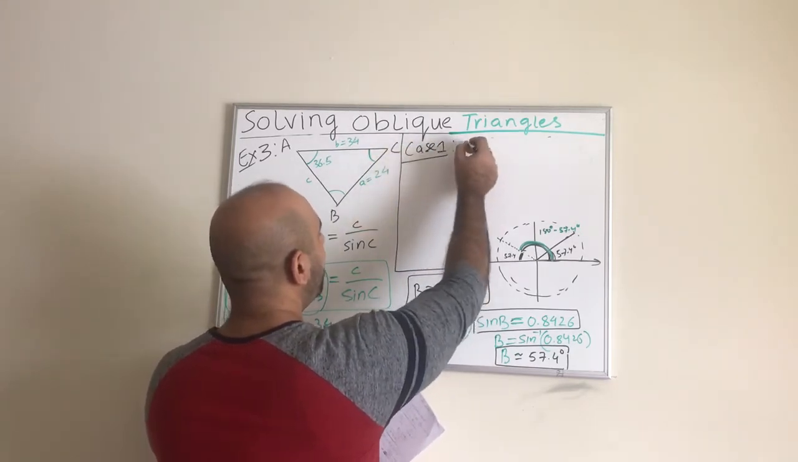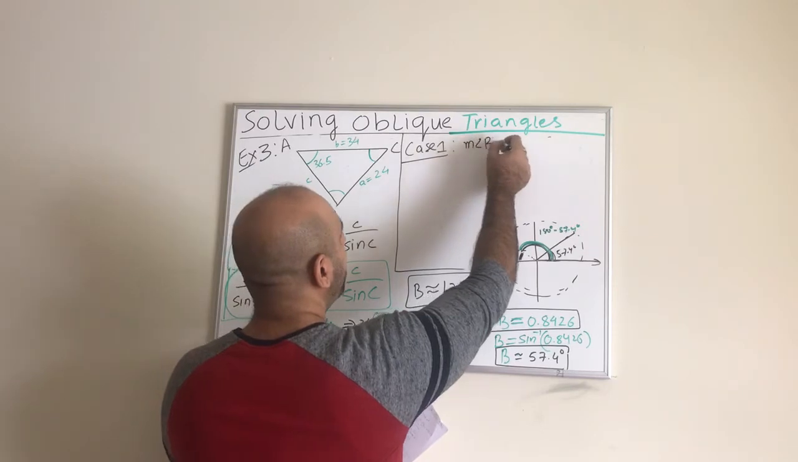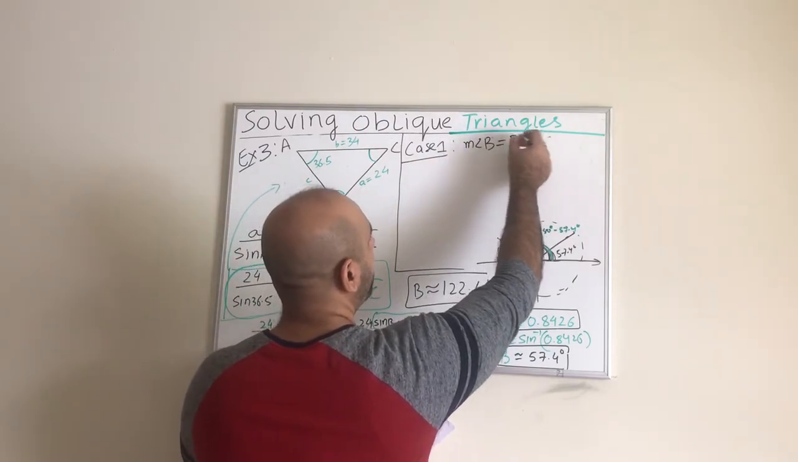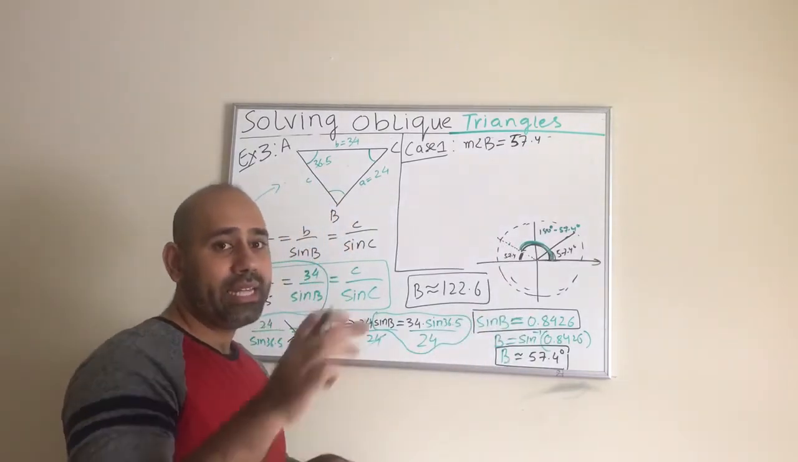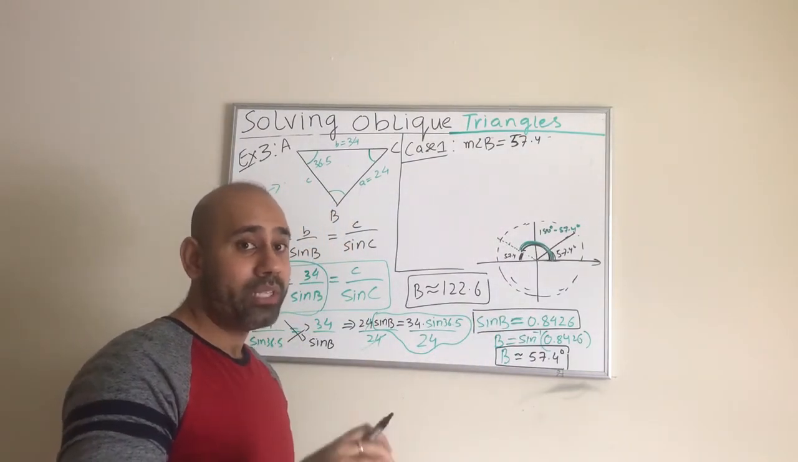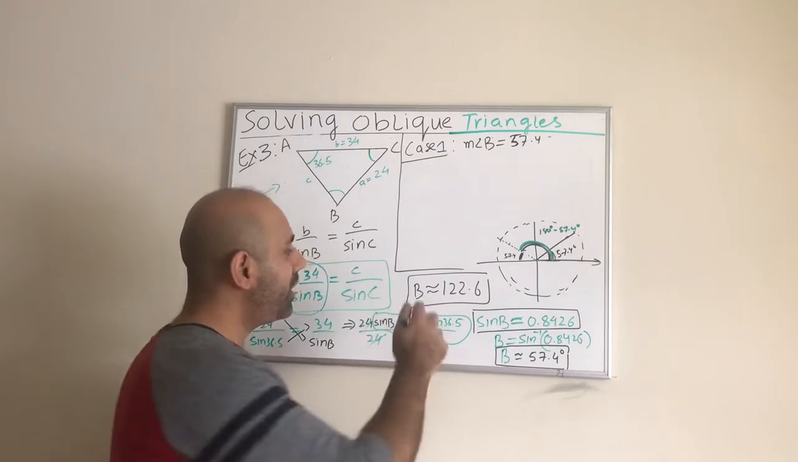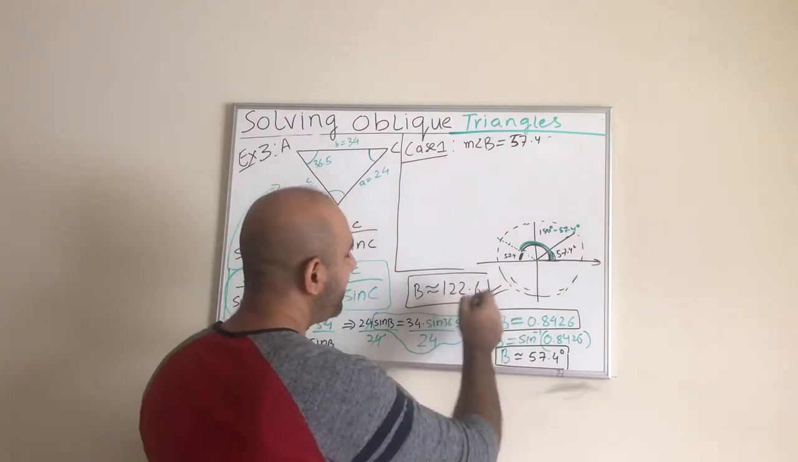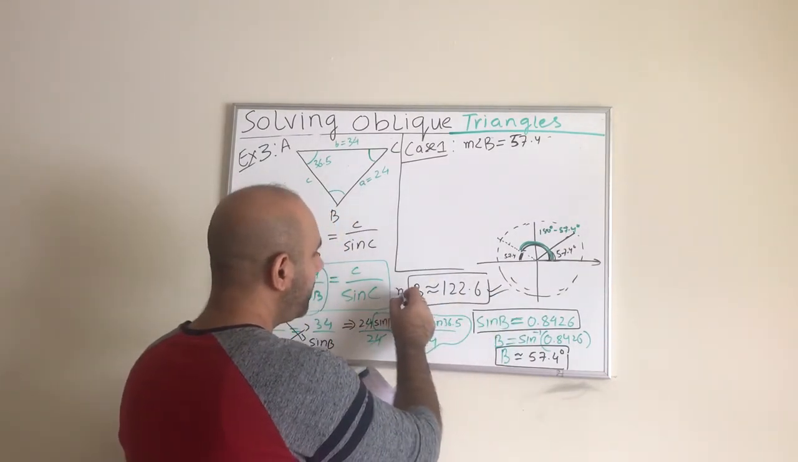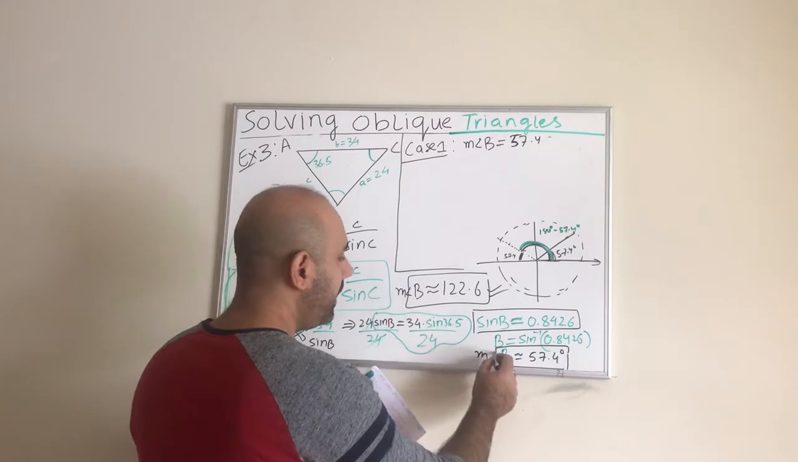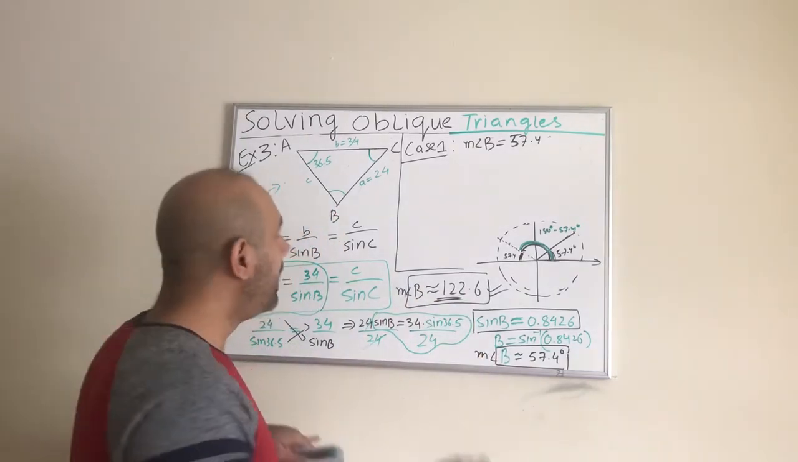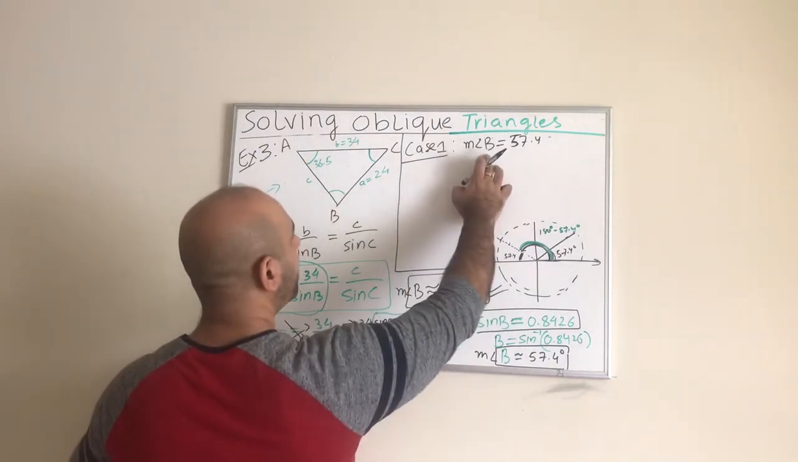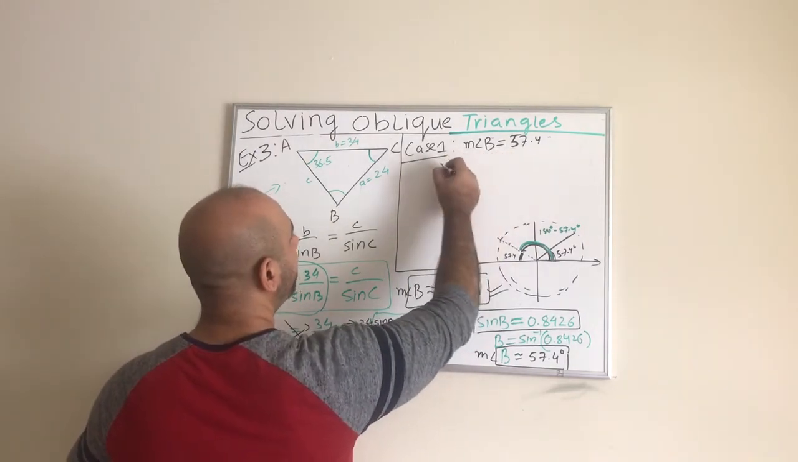So for case 1, let us say the measure of angle B is 57.4. Based on that, let us first find the measure of angle C, and then the length C. Once we are done with that, we have created one triangle. Then I'm going to use this next for case 2, and we are going to get a different value for C.